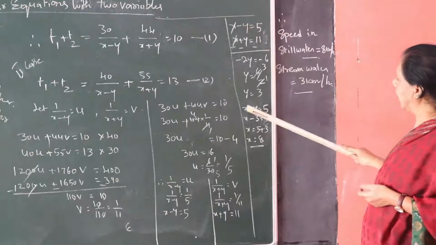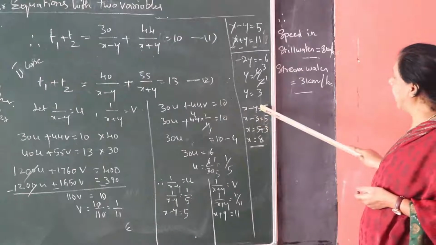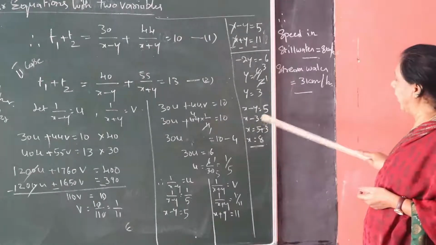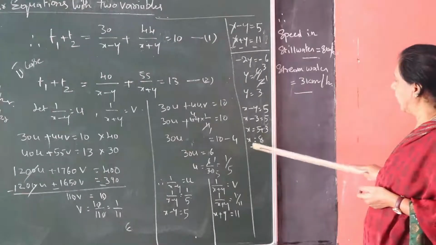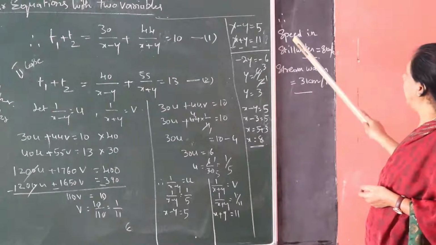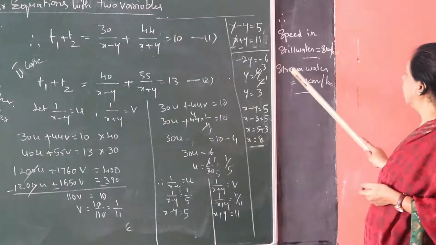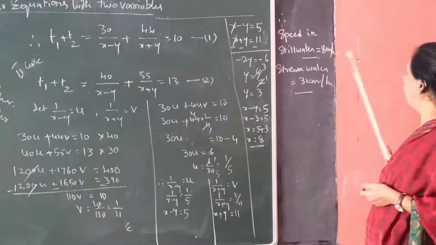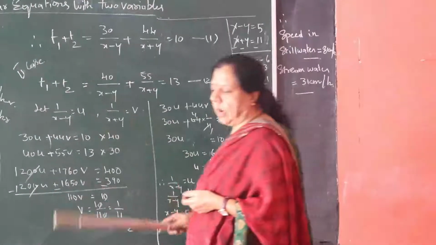Use this equation, x minus y is equal to 5. x minus 3, the value of y, is equal to 5. x is equal to 5 plus 3, so x is equal to 8. Therefore, speed in still water is 8 km per hour. Stream speed is 3 km per hour. So this is the way you have to understand.